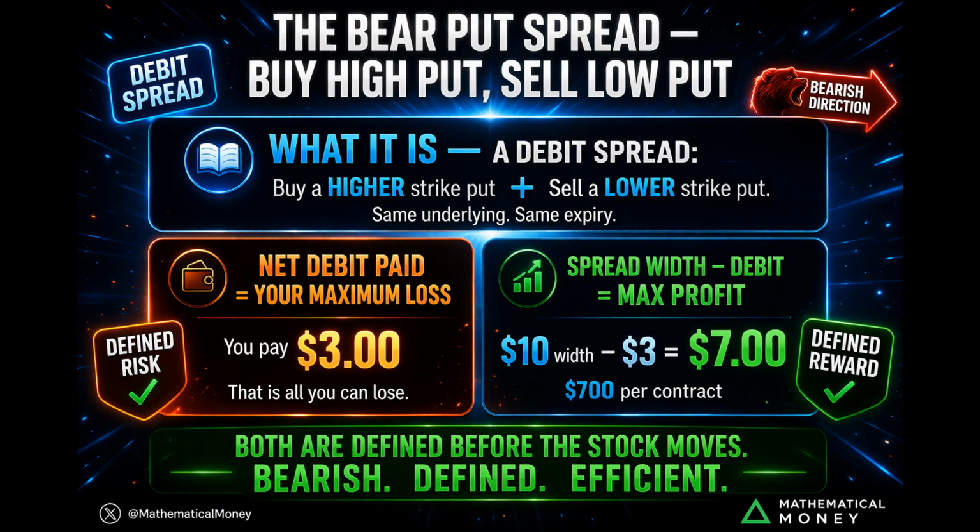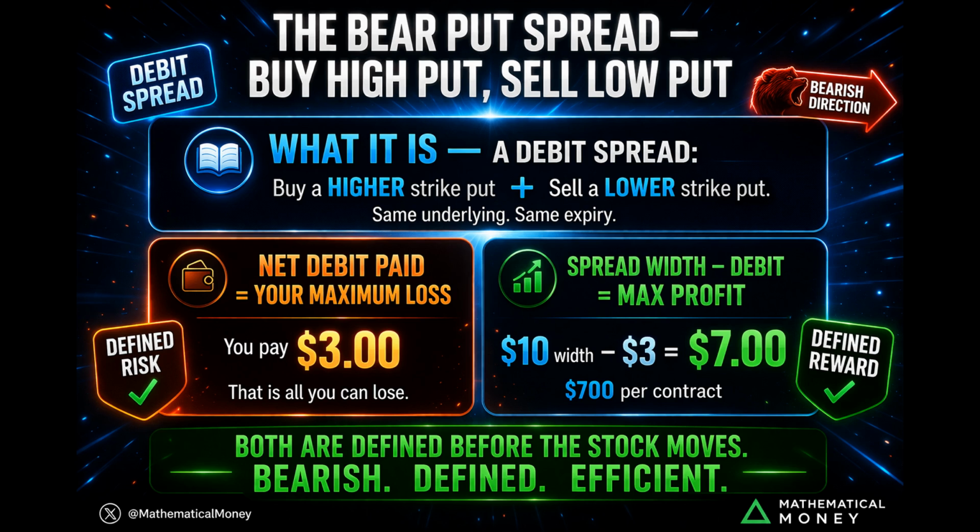A bear put spread is a debit spread with 2 legs on the same underlying and the same expiry. Leg 1. Buy a put at a higher strike. This is your directional bet. You own the right to sell the stock at that price. If the stock falls below this strike, your put gains value dollar for dollar below the strike price. Leg 2. Sell a put at a lower strike. This is your cost reduction.